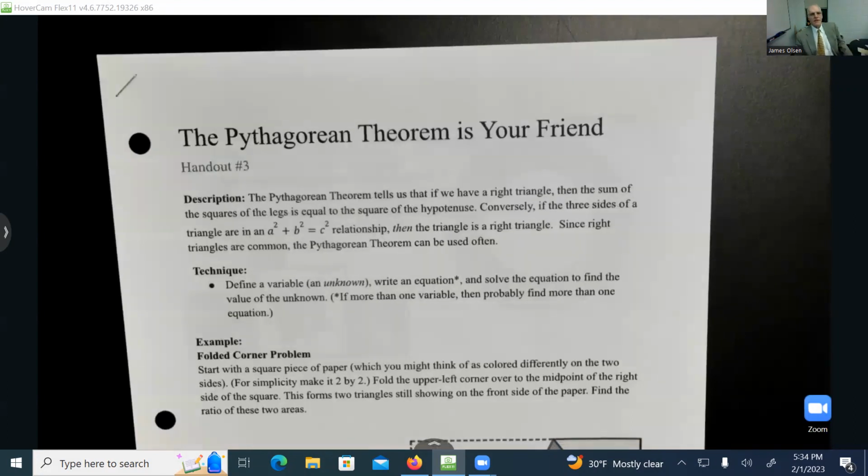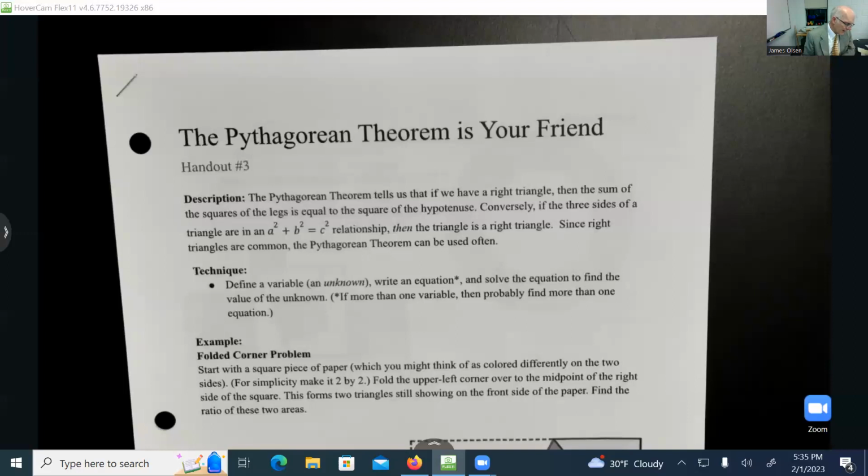The Pythagorean Theorem tells us that if we have a right triangle, then the sum of the squares of the legs is equal to the square of the hypotenuse. A squared plus b squared equals c squared. If you're not familiar with the Pythagorean theorem, you might want to Google for it for a more complete explanation.